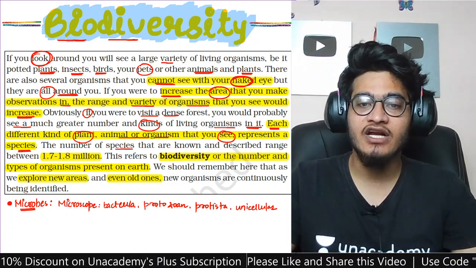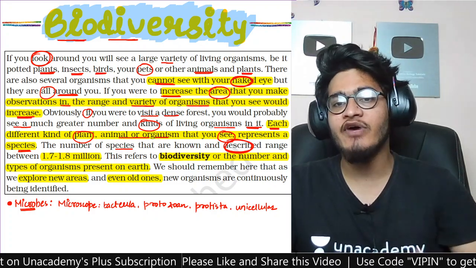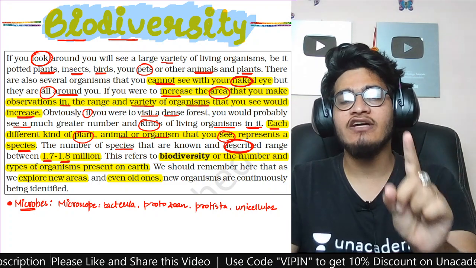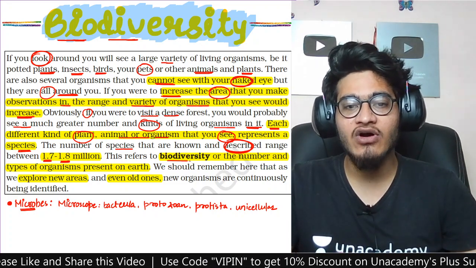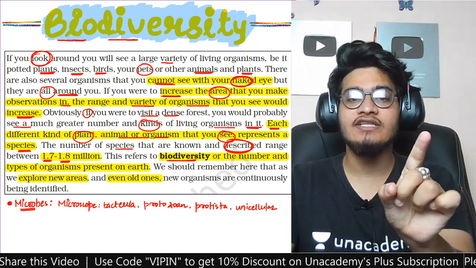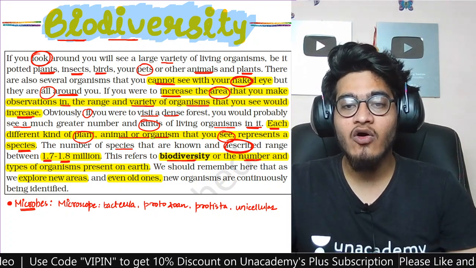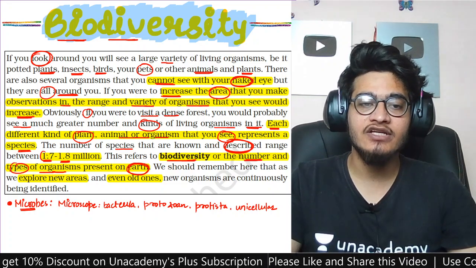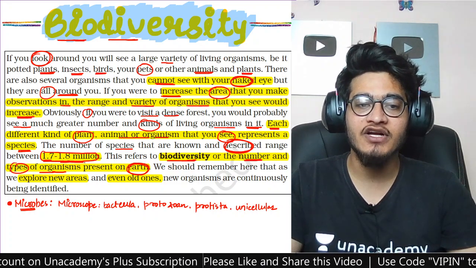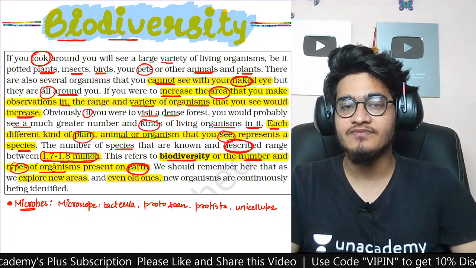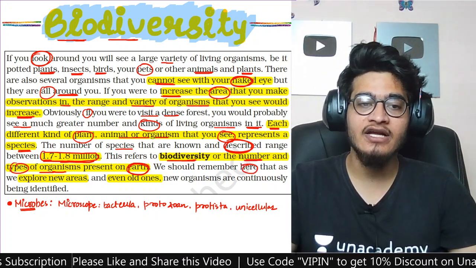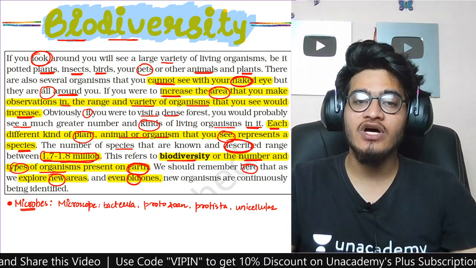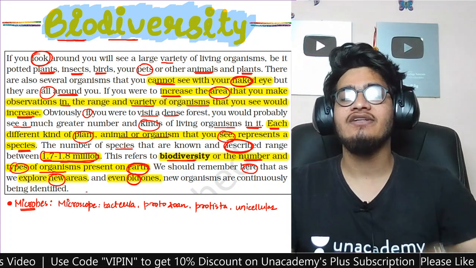The number of species that are known or described, identified by scientists till now, is 1.7 to 1.8 million. That can also be called 17 to 18 lakh. And this is called biodiversity, because this is the total number of all the types of organisms present on earth. So this number is our biodiversity. It is the different types of organisms found on earth. We should remember here that if you explore new areas, you will find new species. But even if you go to the old areas, you will find new species.